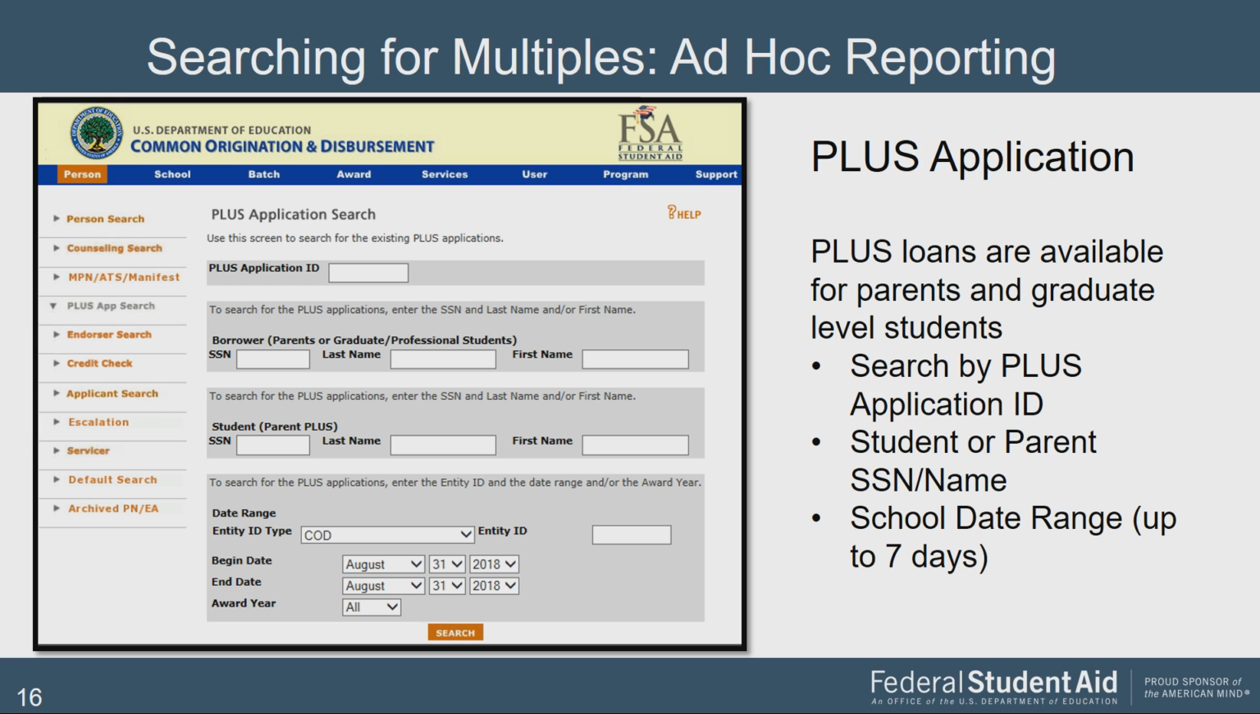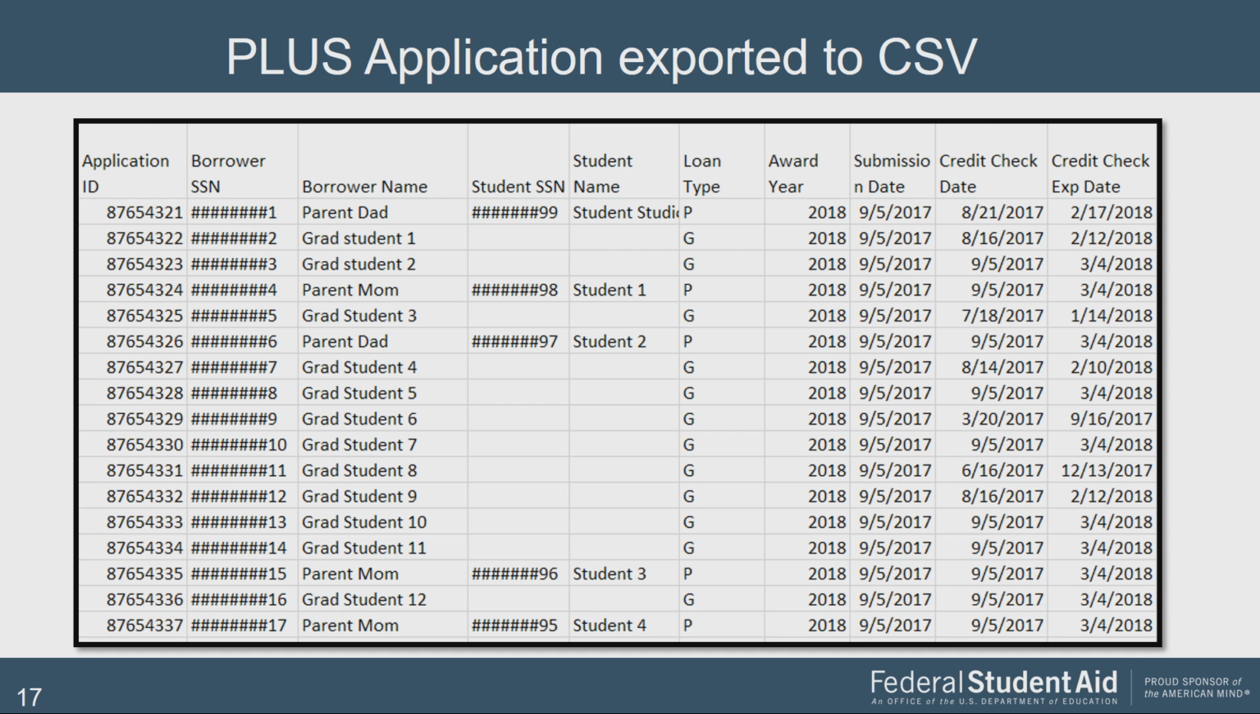Moving on down the left side here, we're talking about the PLUS app search. Again, you can search by the PLUS application ID if you happen to know that, or maybe the borrower shared that with you. You can search by the student or parent SSN and name. And lastly, another date range search, and this date range is set to 7 days. Once again, these results can also be exported to CSV.